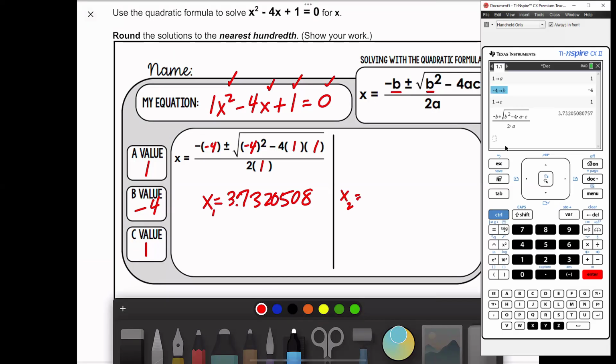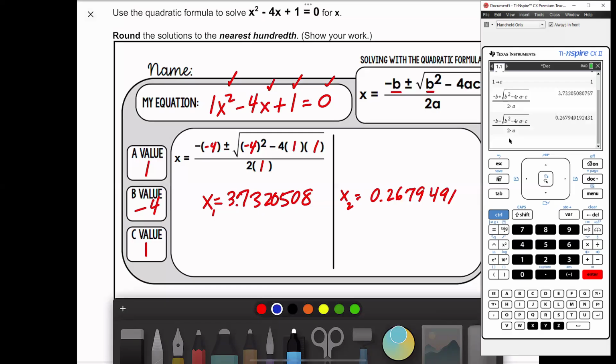Now, to get the second 0, we're just going to copy the formula, and then we're just going to come here and change the plus to a minus, press enter. So there is our second answer, 0.2679491. That's enough.